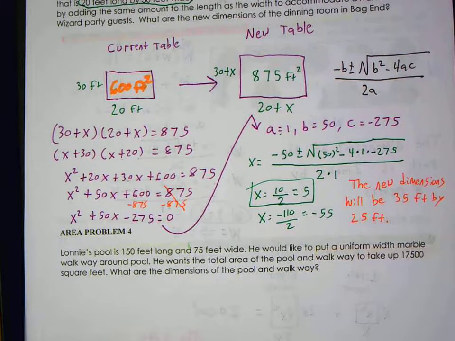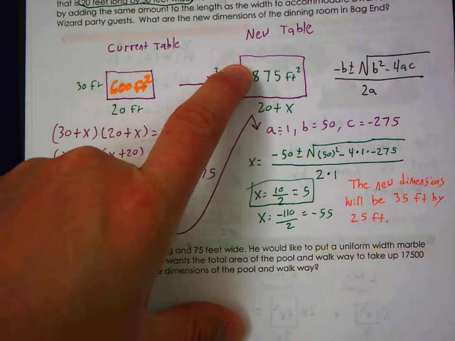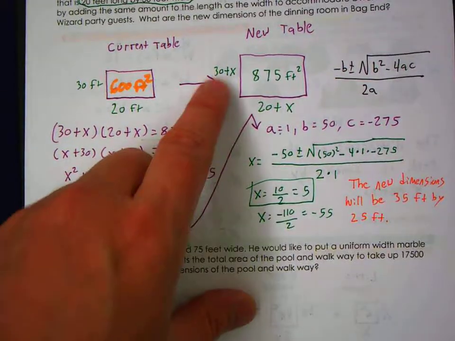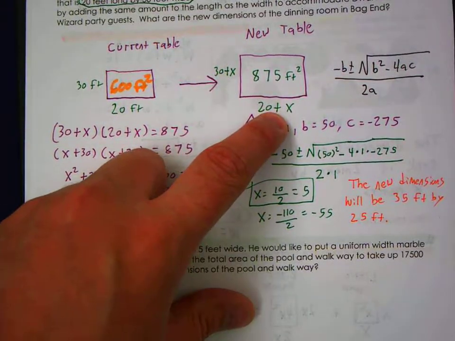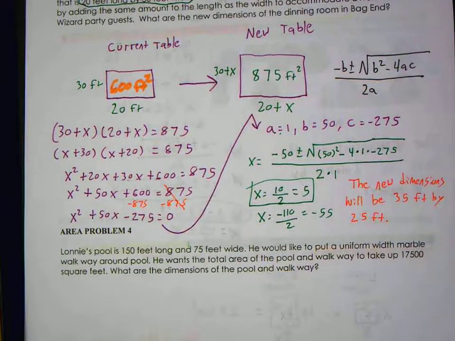Does that make sense? If this were an ACT question, I would not do all this work. I would plug in the answer choices until I found one that when you multiply them, you got this number. Does that make sense? Like if A was 1, then I would take 31 times 21. And let's say B was 2, then I would take 32 times 22.